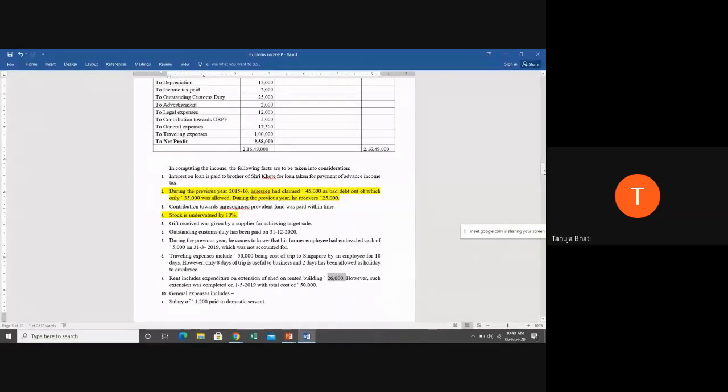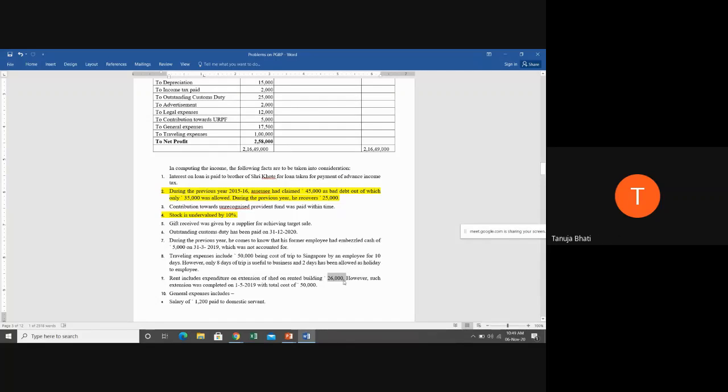So tell me students, rent is including some amount which is an expenditure on extension of a shed on rented building. Suppose you're doing some major extension of your business area by putting a shed. Is it a capital expenditure or revenue expenditure? Quick students. Ma'am, capital expenditure.